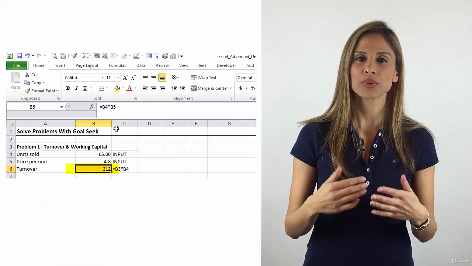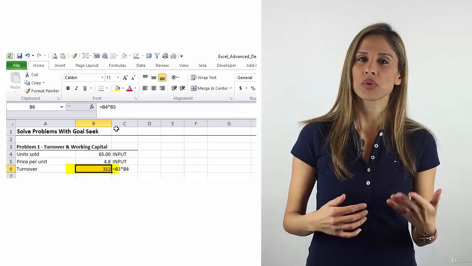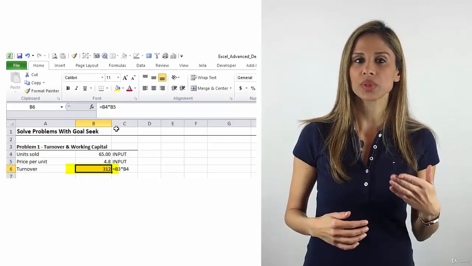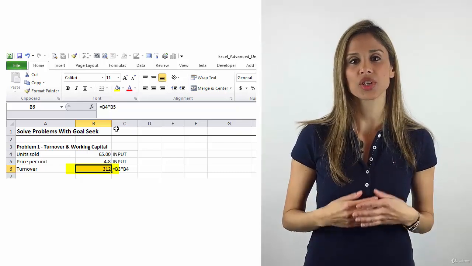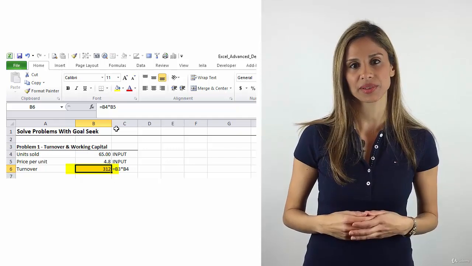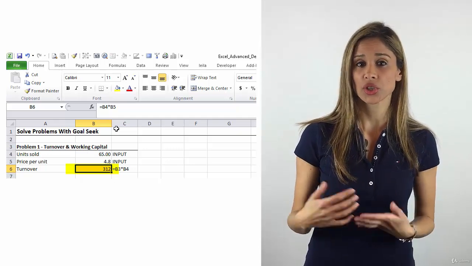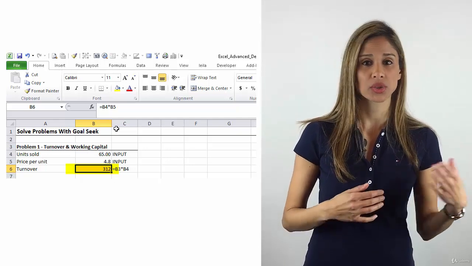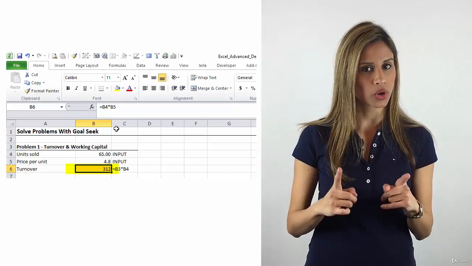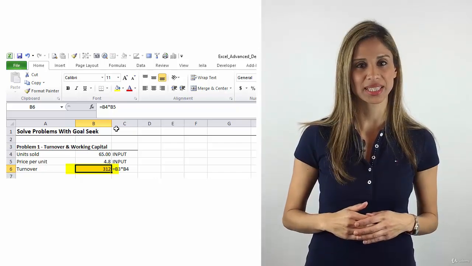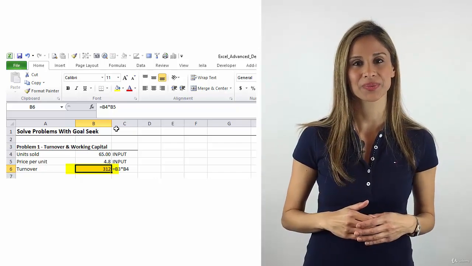Let's assume we have the following situation. Your current revenue is as follows. And then your boss comes to you and says, well, how many units do we need to sell to reach a turnover target of 350? Sure, you can turn your formula around, or you can do a second calculation. Or you can use goal seek. That's what we're going to do now.